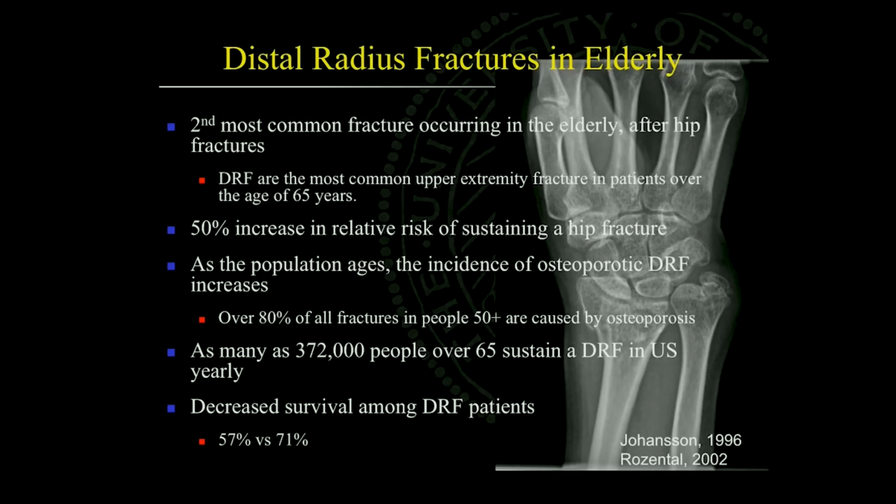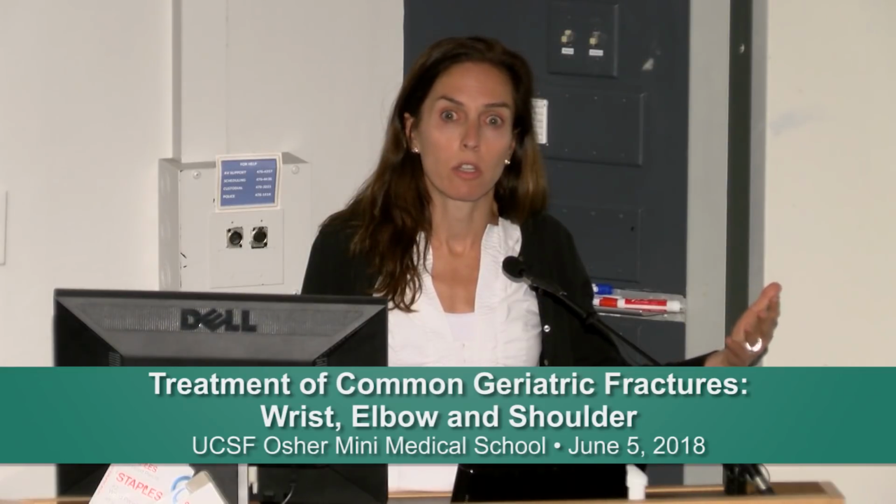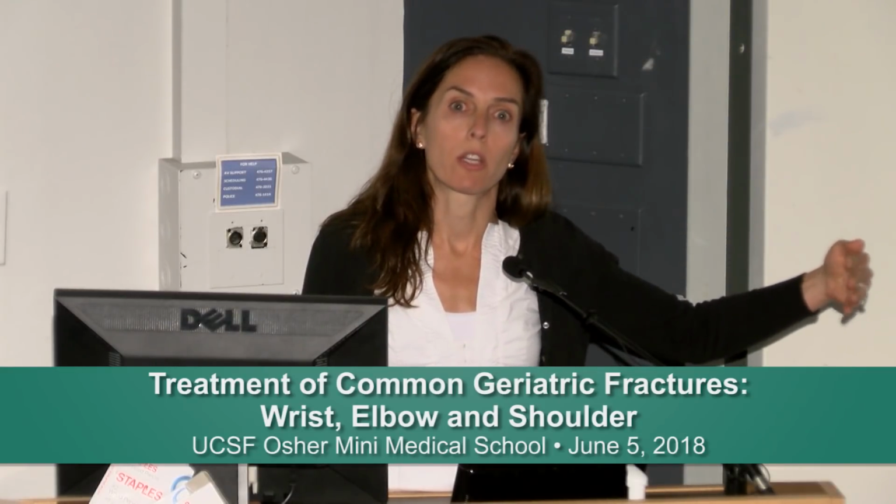So if you have a distal radius fracture, it's associated with other comorbidities, so the risk of developing a hip fracture and then other sequelae that come with a hip fracture, so being bedridden, possibility of developing pneumonia, all of this. So one distal radius fracture actually decreases the survival rate. So what is the mechanism?